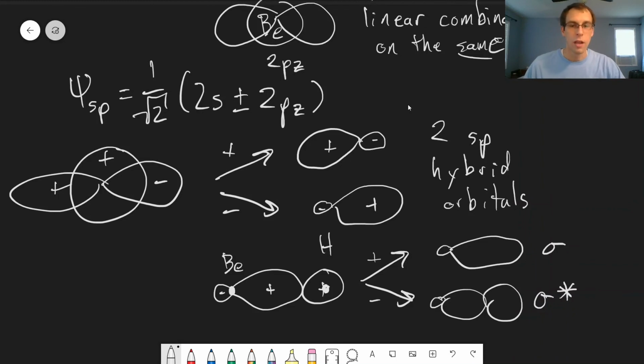In the next video, we'll look at combining more p orbitals, so getting another different shape, looking at a boron compound.